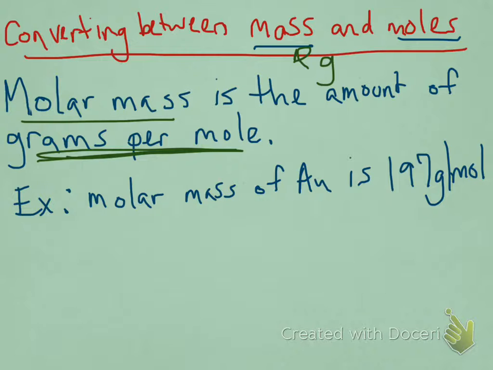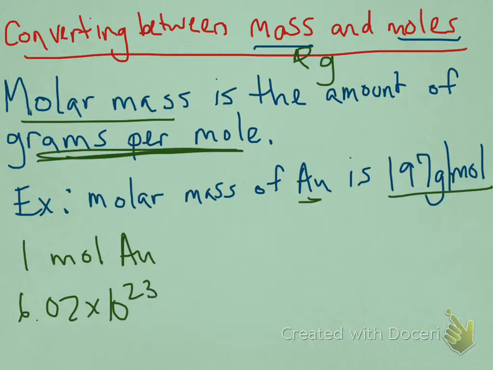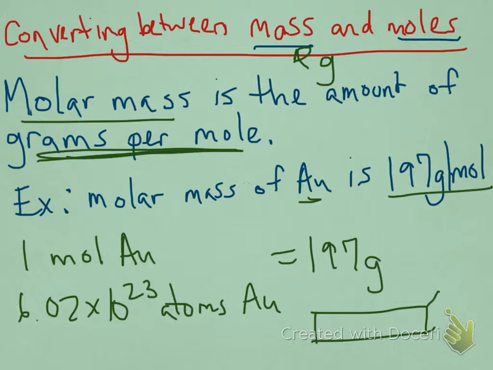So for example, the molar mass of gold is 197 grams per mole. That means if we have 1 mole of gold, which means we have 6.02 times 10 to the 23rd atoms of gold, that would have a mass of 197 grams. So this block of gold right here that contains 1 mole of gold atoms, so there are 6.022 times 10 to the 23rd gold atoms in this block of gold. This has a mass of 197 grams.